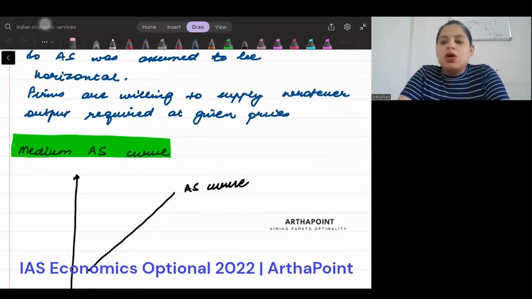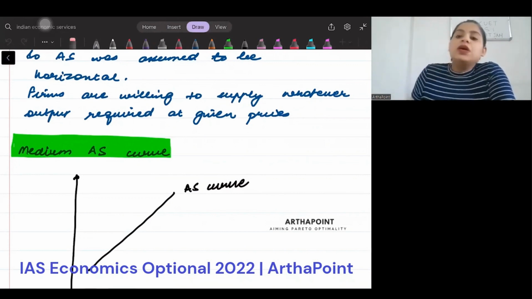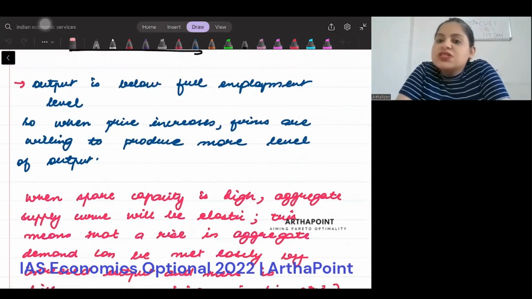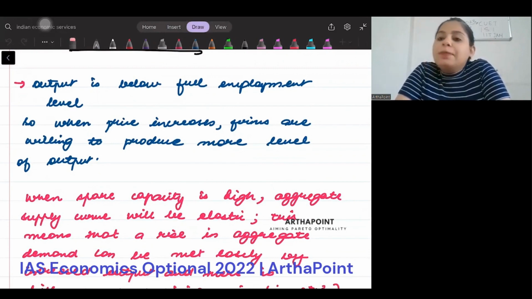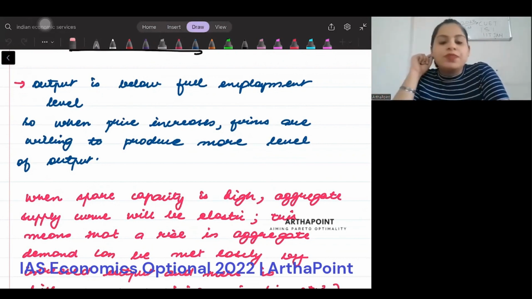But now let's talk about the medium run AS curve. That also comes in Keynesian. In many books, you will see an upward sloping AS curve. The medium run AS curve assumes that output is still below the full employment level. Output full employment se niche hai. So when price increases, firms will also increase output. More price, I will sell more output. So it will be upward sloping.